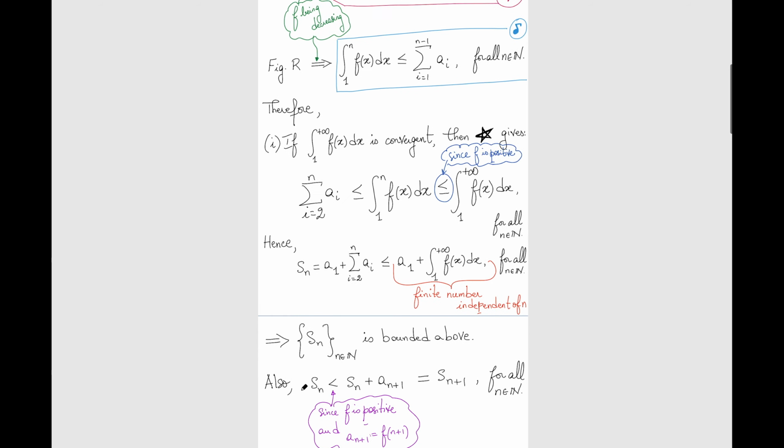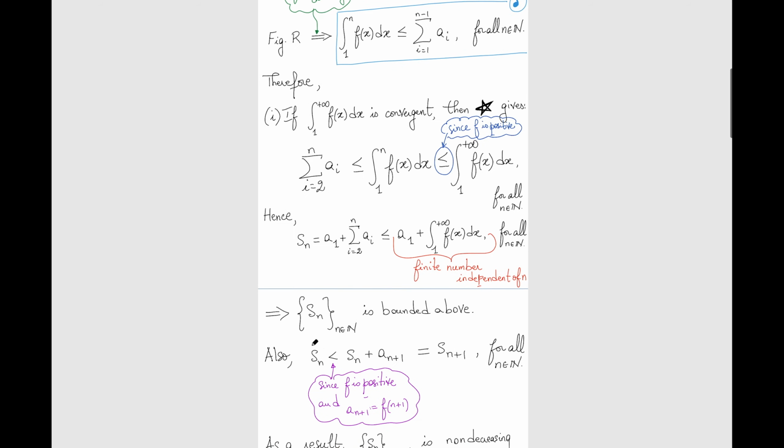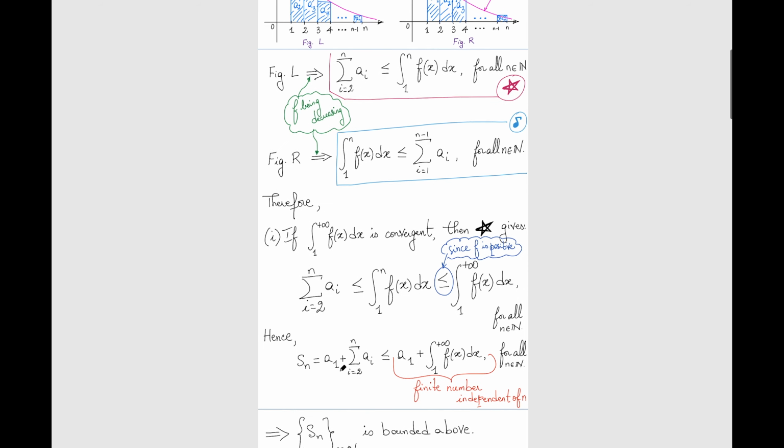Very good. Furthermore, Sn is smaller than Sn plus a_{n+1}, right? Why? Because a_{n+1} is f(n+1). Why is this true? By the way, I'm talking about n being a natural number. Why is this correct? Well, this is one of the assumptions, right?